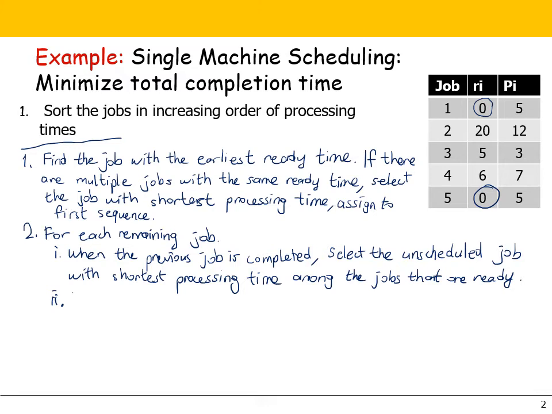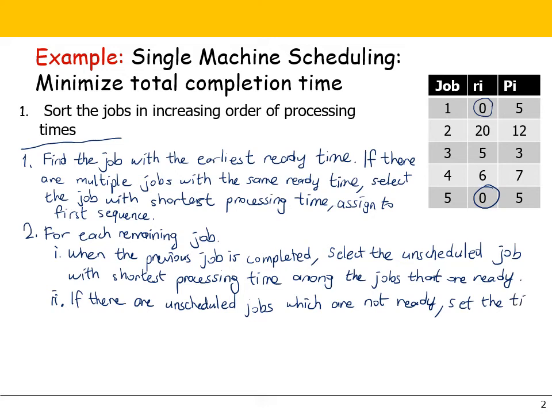So we will say that if there are unscheduled jobs and which are not ready, then set the time to the shortest ready time of these jobs. Okay, so this is in fact this situation.